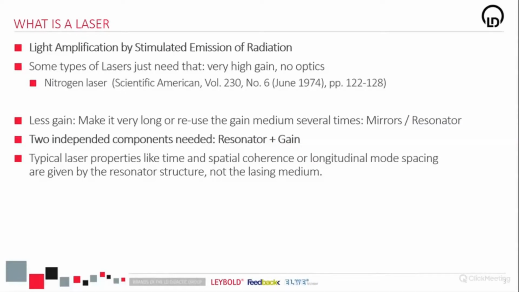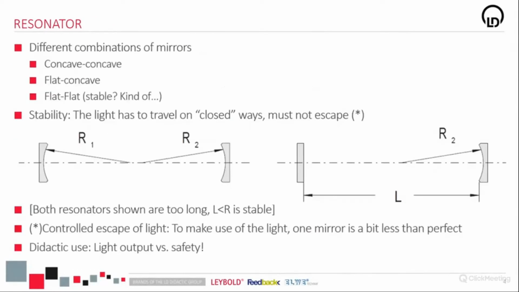So the typical laser properties like spatial and time coherence, and especially the longitudinal mode spacing, are related to the resonator and not the lasing medium itself. And we'll show that later. Talking about the mirrors, we have a concave or a flat concave. Today we'll have only the flat concave one.